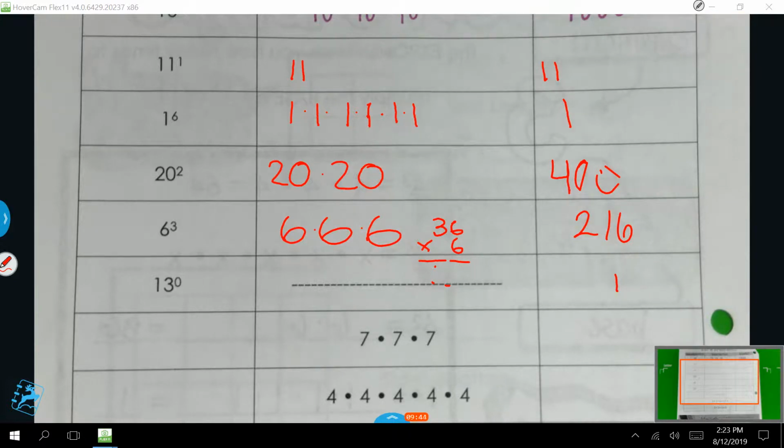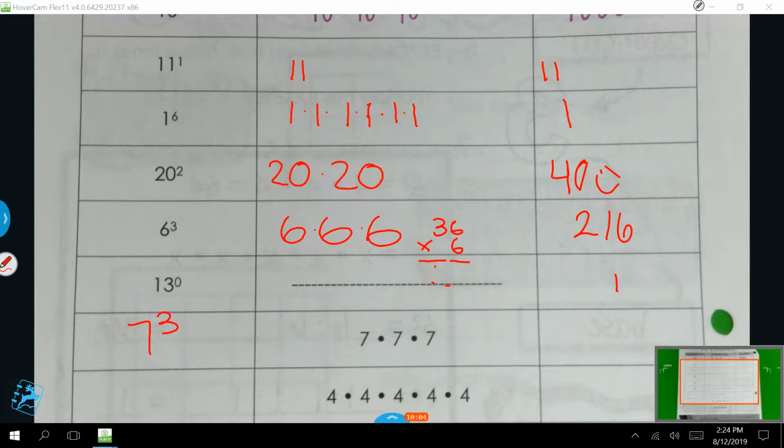Alright, so this next one, we're going from expanded form into exponential form. So what is my base here? If I'm writing in exponential form, what is my base going to be? It's going to be 7. And then how many 7s do I have? 3. So it's 7 to the 3rd power. Or how else could I say that? 7 cubed. There you go.